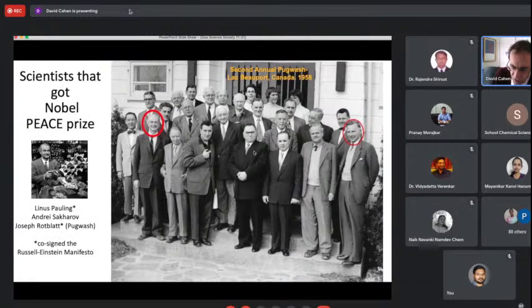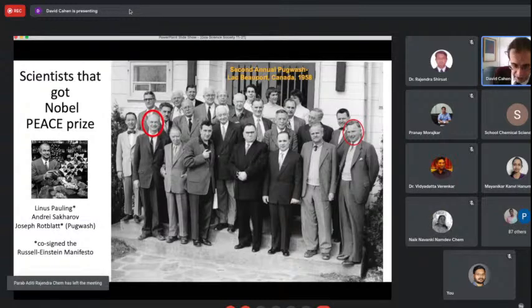There's one person here who I want to single out, and it's Linus Pauling. Linus Pauling got the Nobel Prize for Chemistry, because he's one of the fathers of modern chemistry. There were two more scientists that got it, Andrei Sakharov, the father of the hydrogen bomb in the Soviet Union, and Joseph Rotblat for the Pugwash meetings. Both Rotblat and Pauling co-signed the Russell-Einstein Manifesto. There's another thing to Pauling.